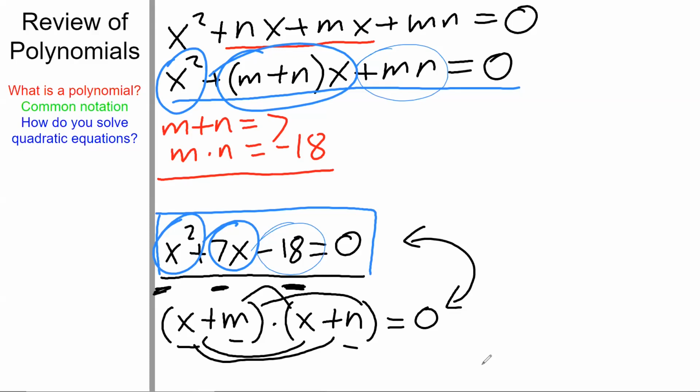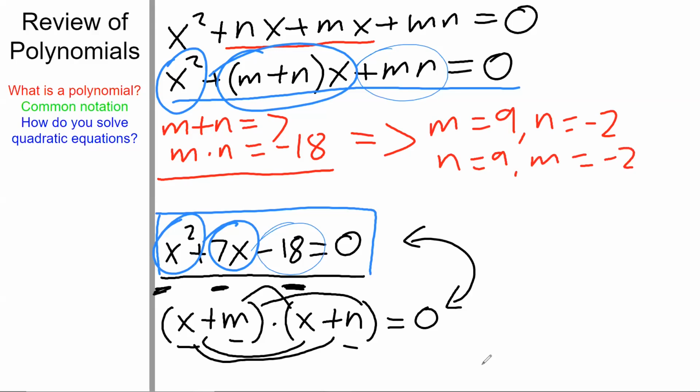Okay, very good. I see some correct answers. So this here would give us m is equal to 9 and n is equal to -2. Alternatively, you could also say n is equal to 9 and m is equal to -2. These both work, and you'll discover that when you go back to plug them into x plus m times x plus n equals 0, they're identical.